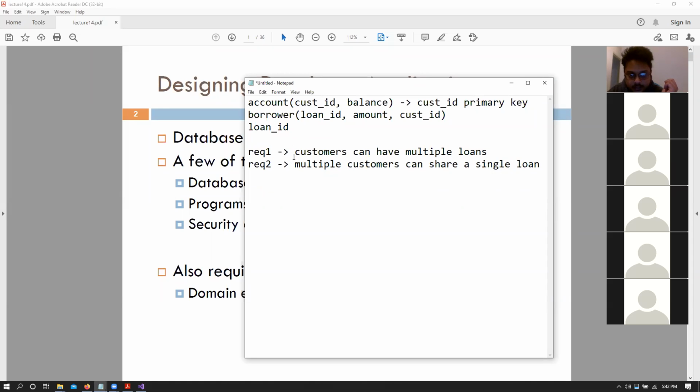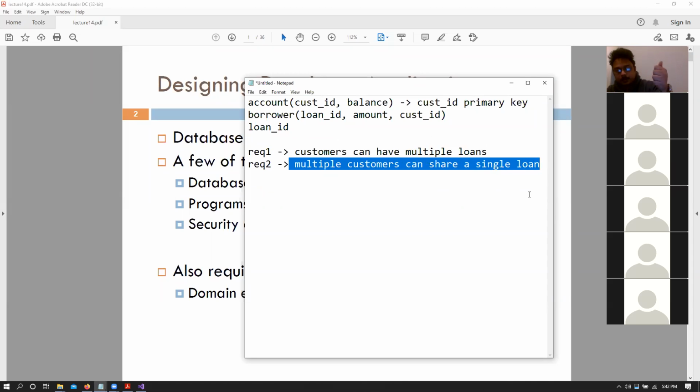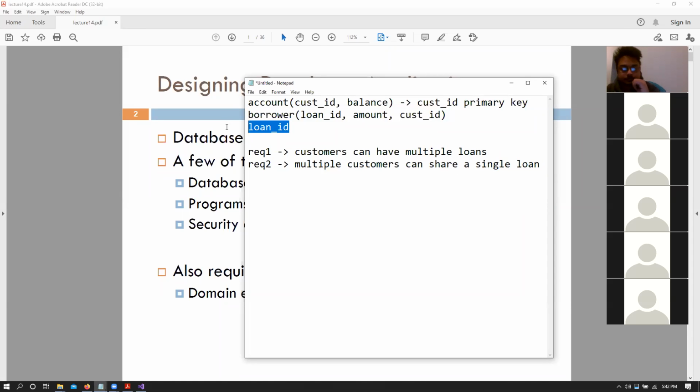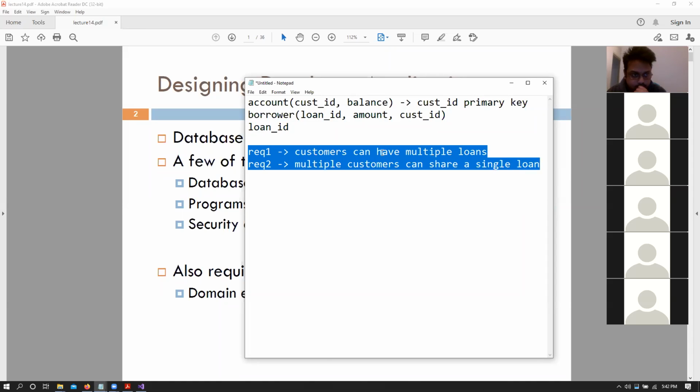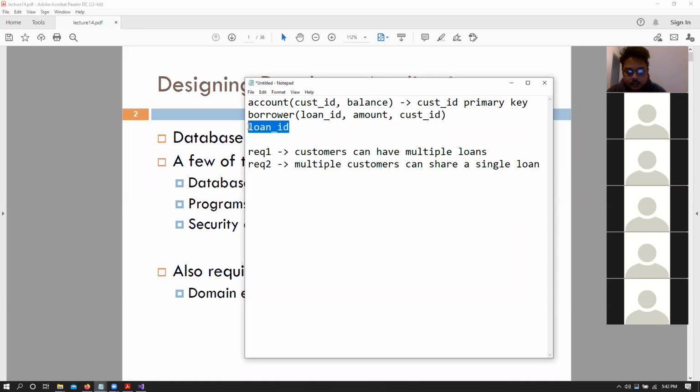So what I want is customers can have multiple loans. I as a customer can take out 5 loans, and multiple customers can also share a loan. So one particular loan can be shared by me and 3 other partners. Given that, Leon, would loan ID still be a good choice for a primary key, given these two requirements? Exactly. So what would be the best choice for my primary keys in the borrower table?